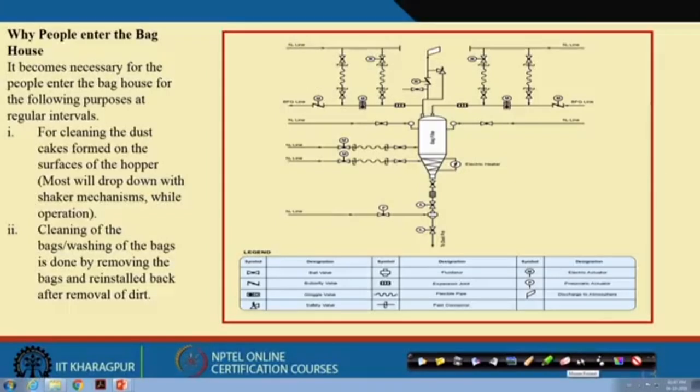You all must be knowing by this time, P and ID diagrams.